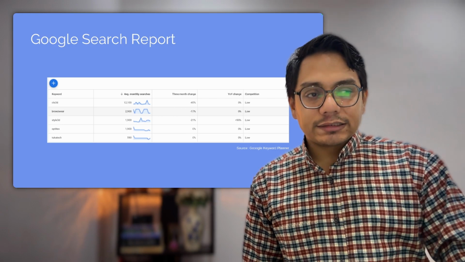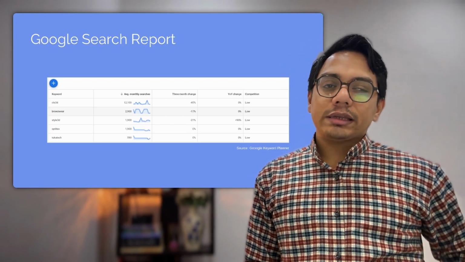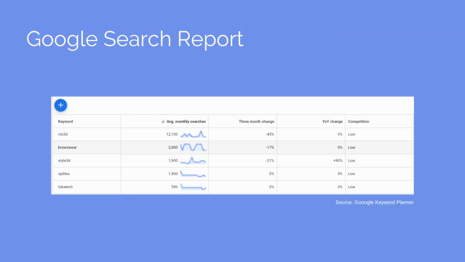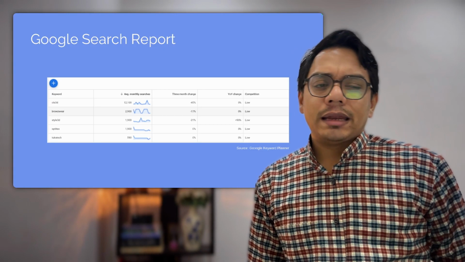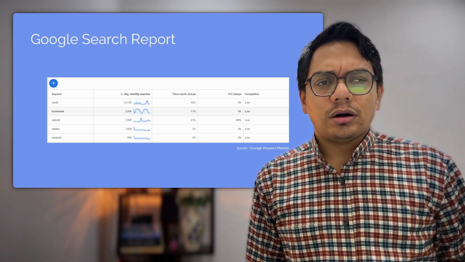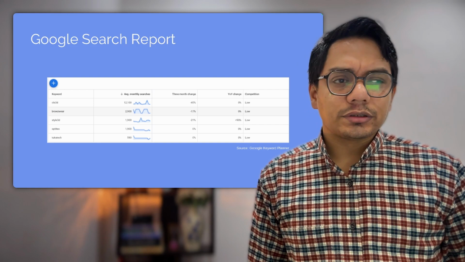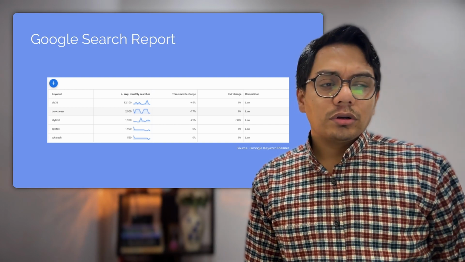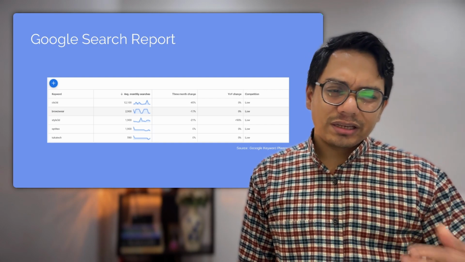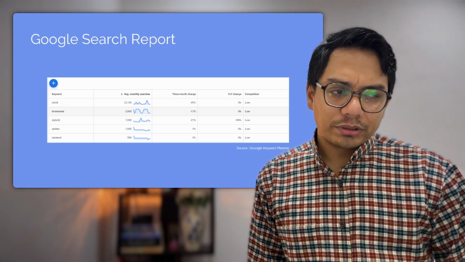Now, the next is the Google search report through Google Keyword Planner. Here also you will see that Clo 3D has a huge advantage, with 12,000 searches. I have taken the data from 10 countries, okay? Different places like Asia, Europe, US, Australia. If you see Browzwear, it's only 3,000. It's really low, very low numbers, okay?